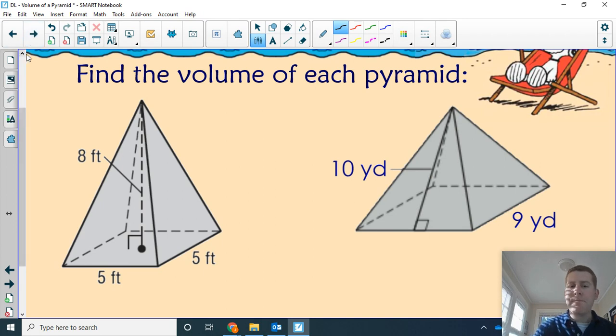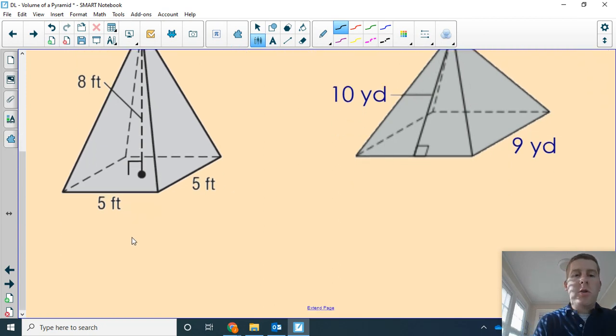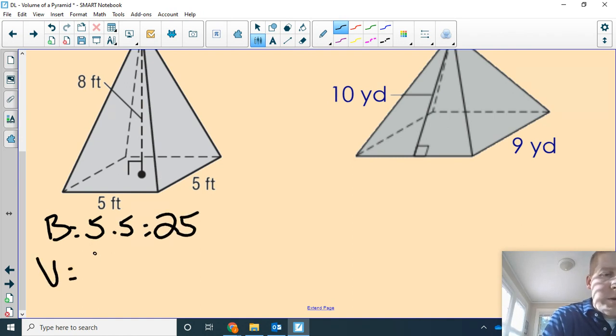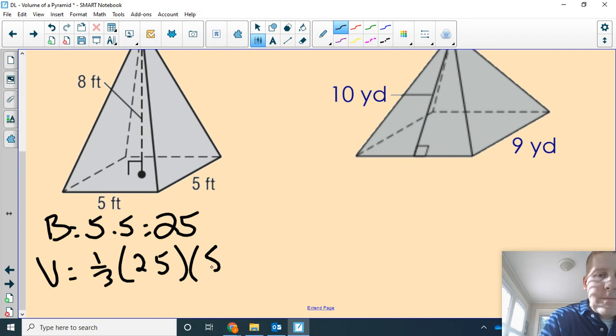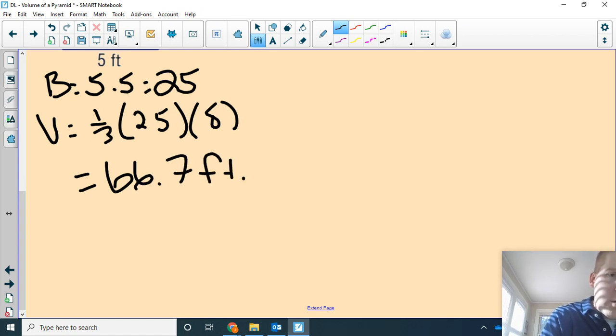So for the first one, it's pretty straightforward because they already gave us the height, right? See how the height goes right into the middle of our pyramid? So that is the height we need for volume. All we had to do was first find the area of the base, which is a square pyramid, so it's just 5 times 5, which is 25. Then volume was 1/3 times the area of the base times the height of the pyramid. So 1/3 times 25 times 8 will give you, let's round to the nearest tenth, guys, 66.7 feet cubed, or cubic feet.